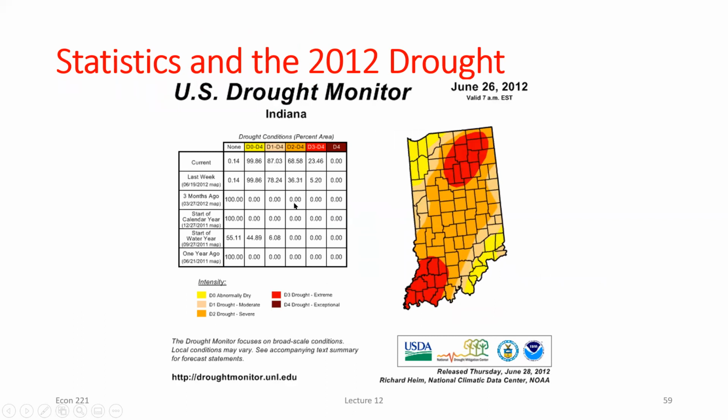And in 2012, we had an extreme drought, right? Or we had a pretty bad drought in 2012. So rainfall was really low. There were all these areas that were classified as extreme droughts.